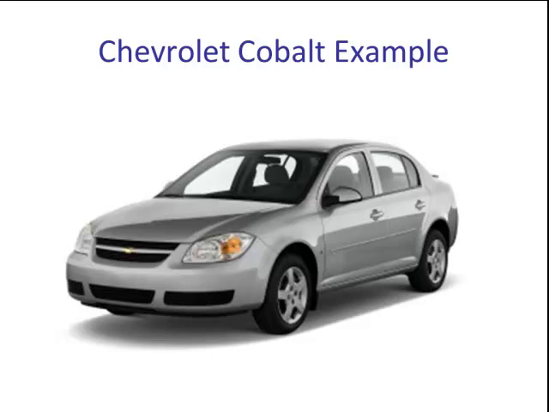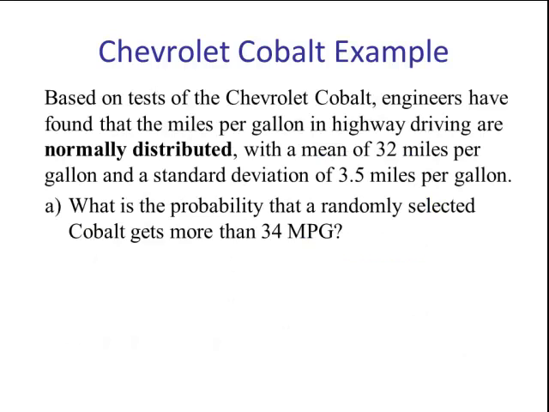Let's do an example. Based on tests of the Chevrolet Cobalt, engineers have found that the miles per gallon in highway driving are normally distributed with a mean of 32 miles per gallon and a standard deviation of 3.5 miles per gallon. A. What is the probability that a randomly selected Cobalt gets more than 34 miles per gallon? Okay, this is a Chapter 7 problem.